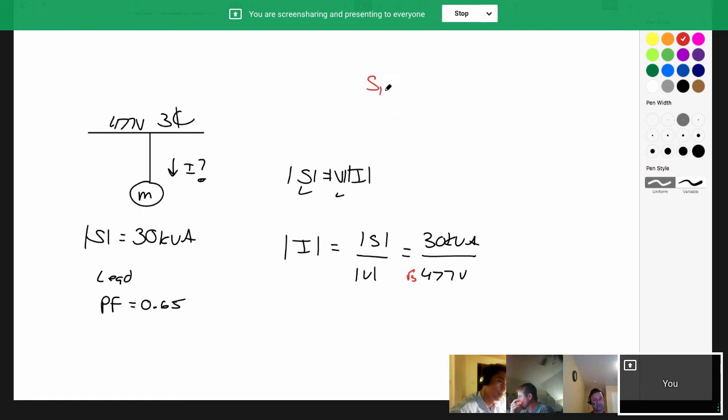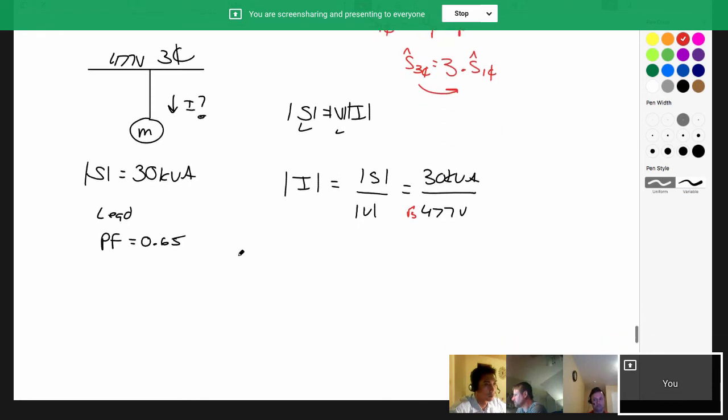Let's look at this really quick. Our single-phase formula is going to be the phase voltage times the conjugate of the phase current. Three-phase power is always going to equal 3 times our single-phase power, right? That's the definition to go from single-phase to three-phase power. So I say three-phase power equals 3 times, and I'm going to plug in my phase values.